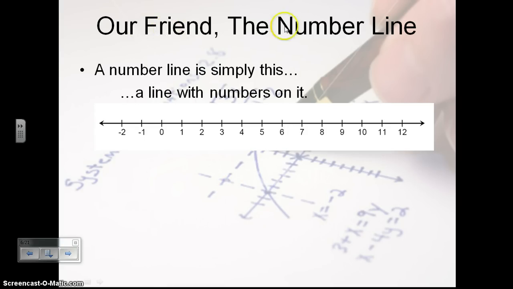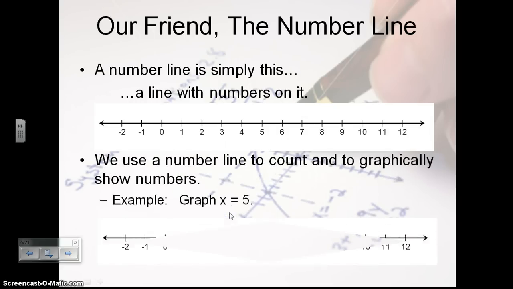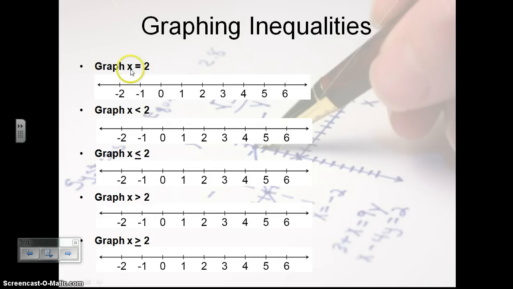So, our friend, the number line. A number line is simply this, a line with numbers on it. So we use a number line to count and to graphically show numbers. So if we graph x equals 5, we're just going to put a dot on 5. Now, let's look at this. X equals 2. We'll put a dot on 2.